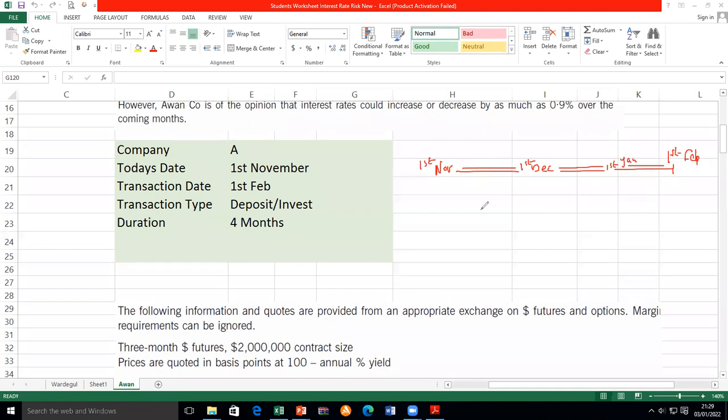For how long do you want to invest? From 1st February to 1st of June. How long is that? The whole February itself, the whole March itself, the whole April itself, and the whole May? So February in full, March in full, April in full, May in full. So how many months is this?